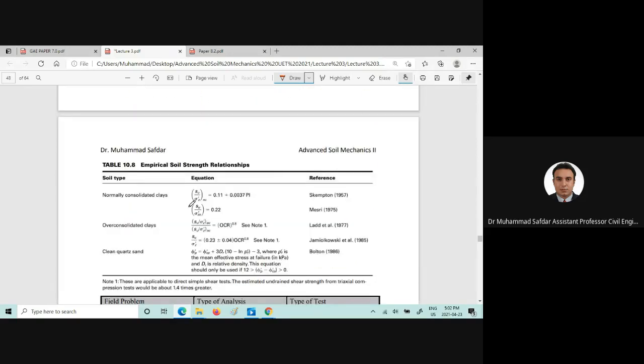The empirical relations relate the undrained shear strength, normalized with the overburden pressure or overburden stress at that particular point, gamma times Z, so you can multiply that for the undrained shear strength of the normally consolidated clay. So these are the relationships which can be related to the PI, which is the plasticity index, of soils.